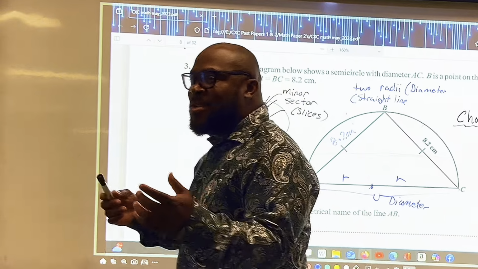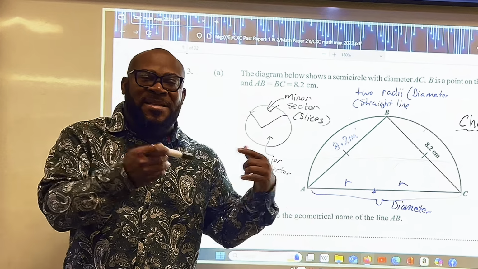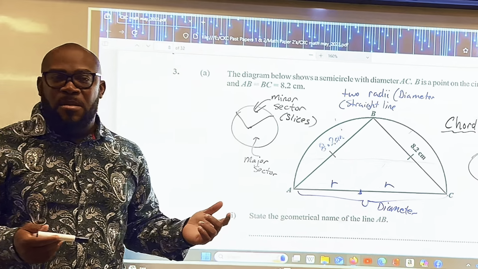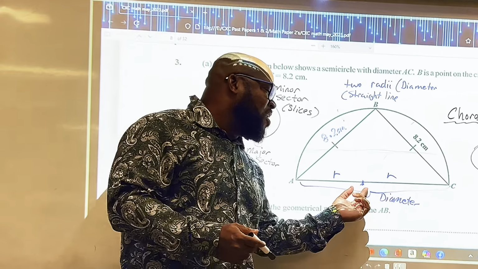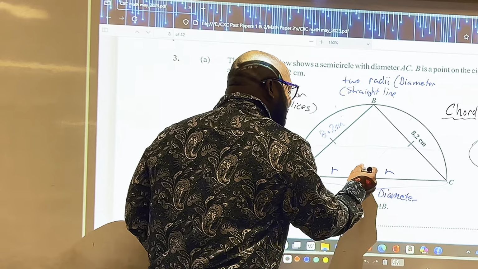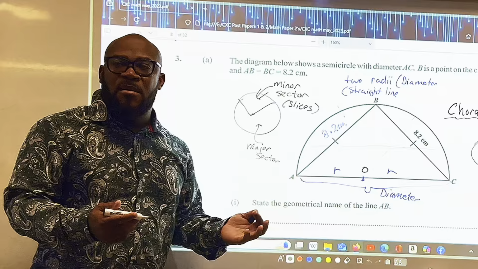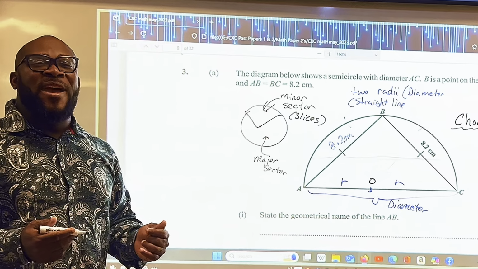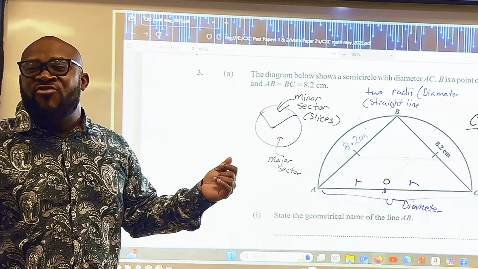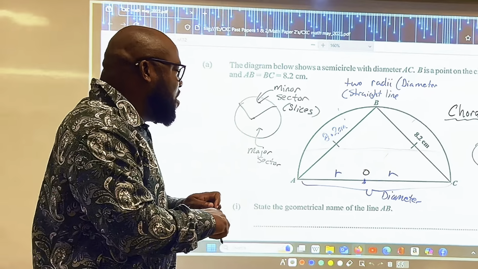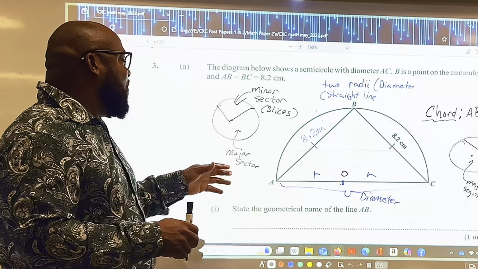So using numbers or using letters that are given to you. Half of AC. Whether the first half, A to O, now we call the center O, or O to C, those will be the radii. I can't say radiuses, radii. Understand? Good.